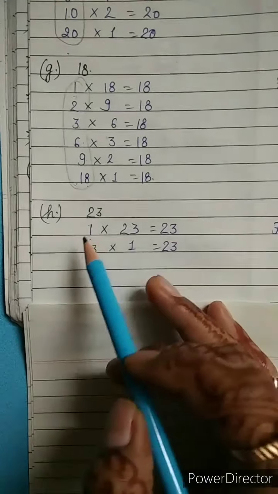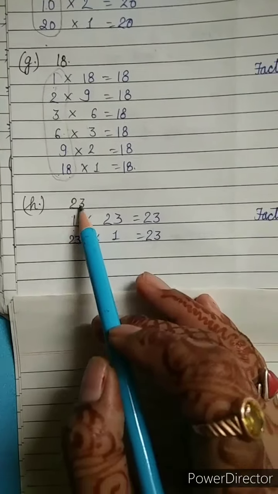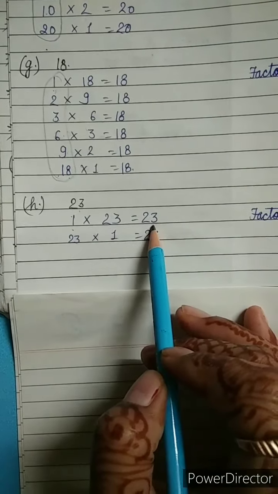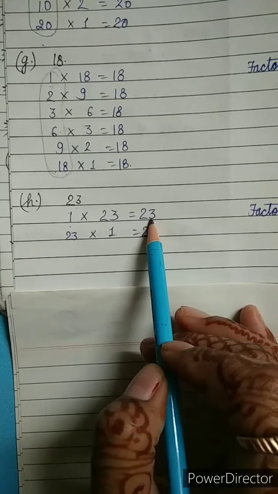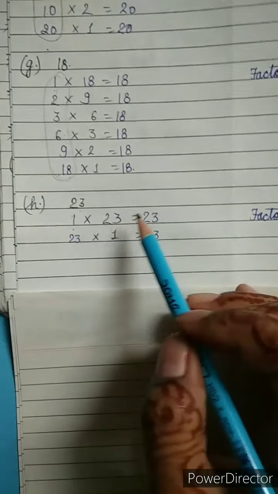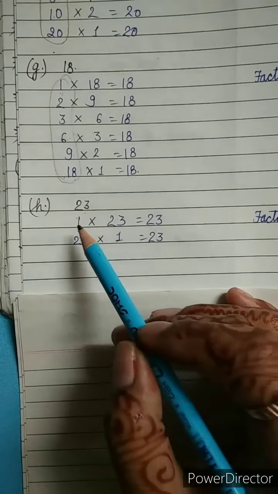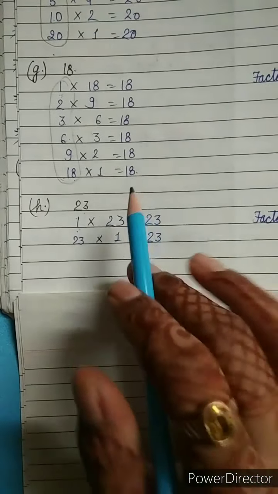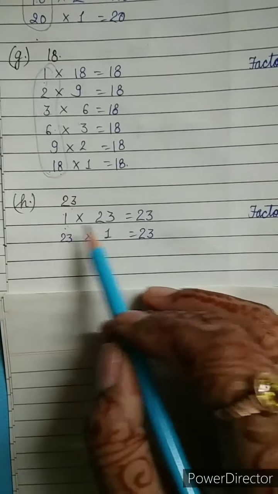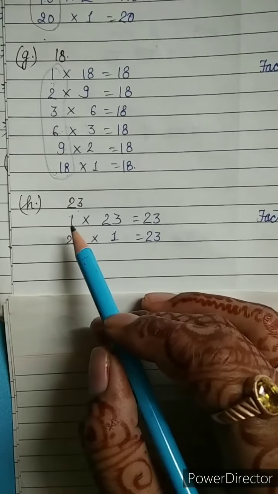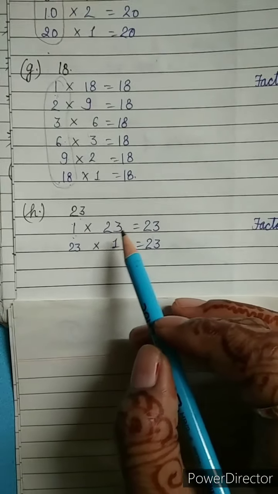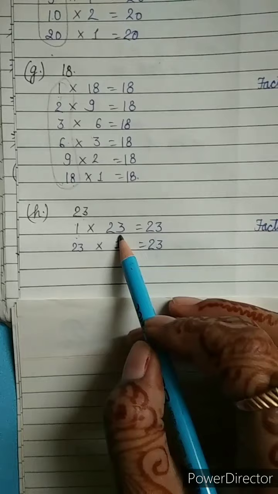Next is 23. So always we have to start with 1. 1 23 is 23, 23 1 is 23. In this question we have only two factors, that is 1 and 23, because 23 is never coming in the table of any other number different from 1 and 23.